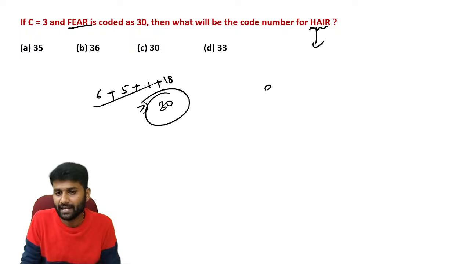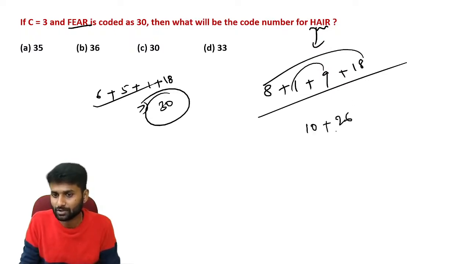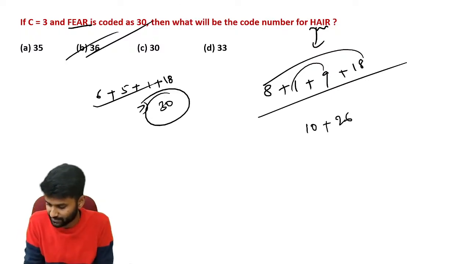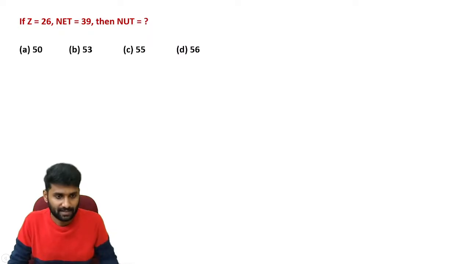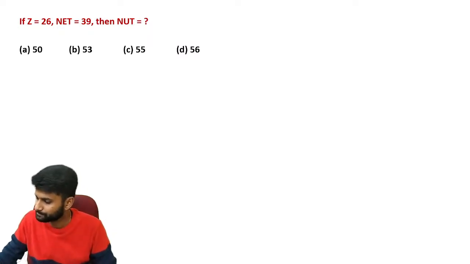Same way here: H 8, A 1, I 9, R 18. Go through the sum here. 9 plus 1 is equal to 10. 18 plus 8 is equal to 26. Then the value becomes 36. 36 is the correct answer. Very good. Next, in this condition, go through this question.